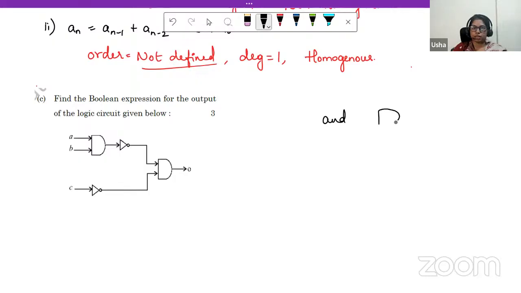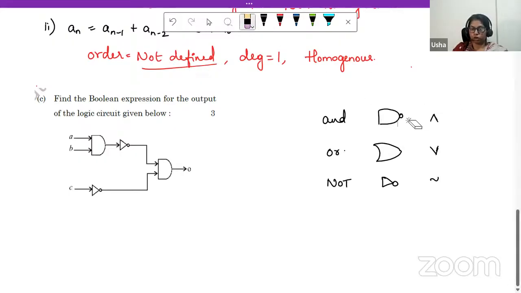This is the AND gate, and this is the symbol for AND. The OR gate is this one, and this is its symbol. And the NOT gate is this, and the symbol is this one. Suppose you have NAND, then you can write it like this: for AND you write this, and for NOT you write the whole bar, whole dash.